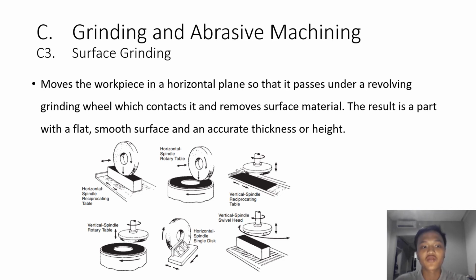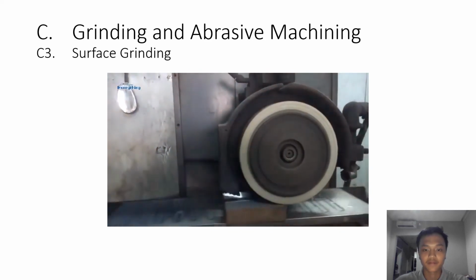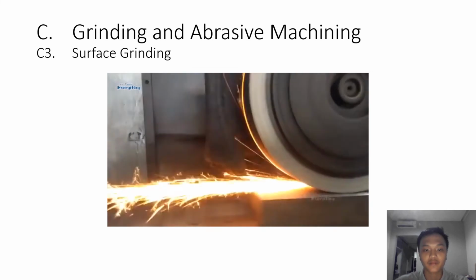Surface grinding. Surface grinding moves the workpiece in a horizontal plane so that it passes under a revolving grinding wheel which contacts it and removes surface material. The result is a part with a flat, smooth surface and an accurate thickness or height. This is the surface grinding. And this is the video of the process of surface grinding.